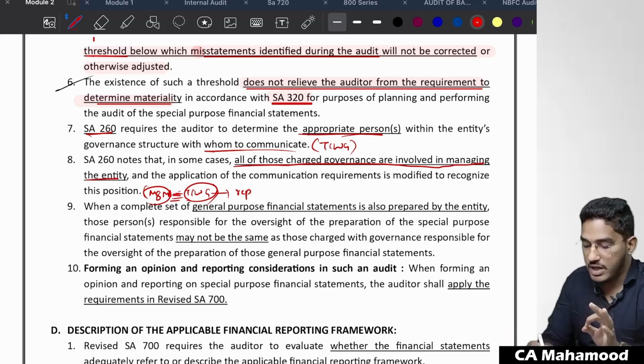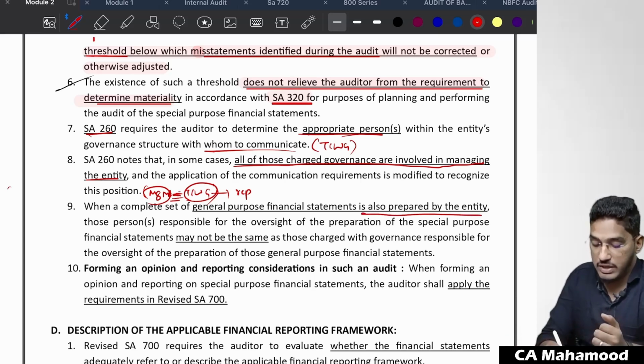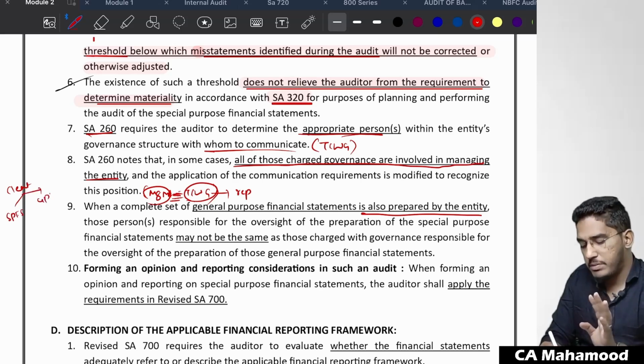Okay, next one. When a complete set of general purpose financial statements is also prepared by the entity, that means if your client entity has asked you to conduct an audit of special purpose financial statements, but in addition to that, they also have general purpose financial statements.